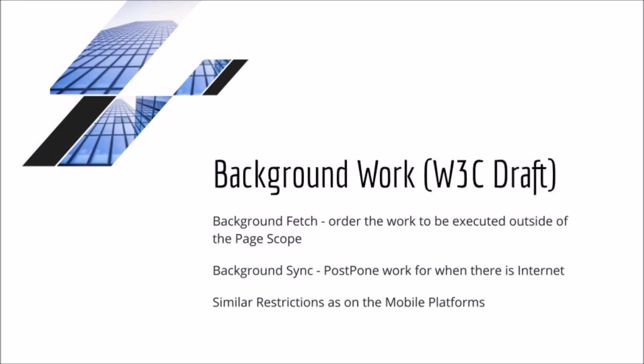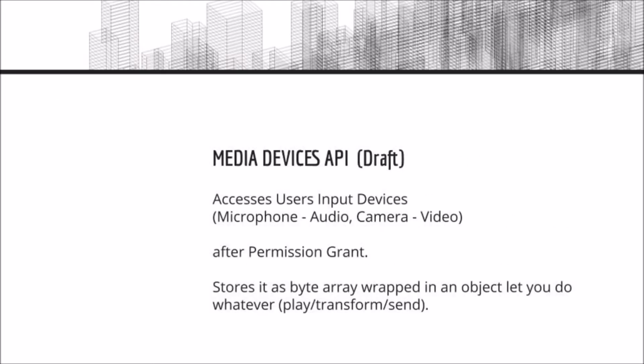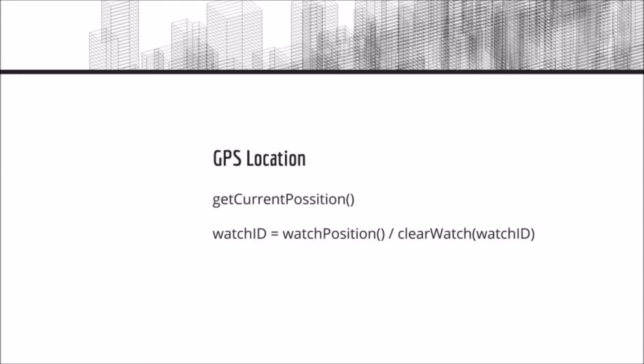Media device APIs. Media device APIs give you access to the camera, and you could use it for photo image manipulation or even barcode reading. Access to the microphone, used for example for in-browser speech recognition. Access to GPS location. A user may give a web application access to the values of their GPS sensor, useful when running from a mobile device.